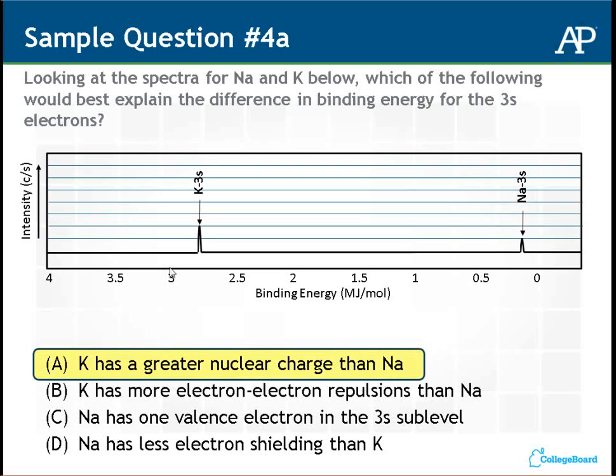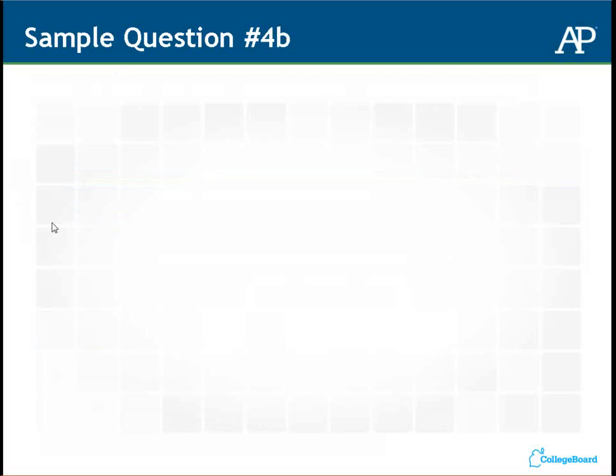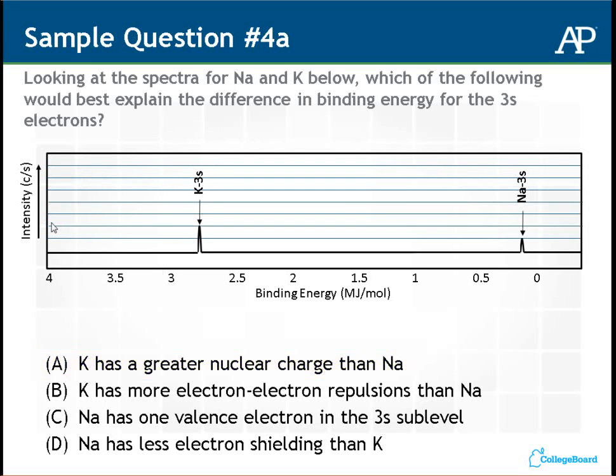Okay, welcome back. Whoops, gave you the answer. Okay. So the first choice says K has a greater nuclear charge than sodium, and that's true. Remember, K is the first element in period 4, whereas sodium is the first element in period 3. So that would be true. It'll give it higher binding energy, which it has.